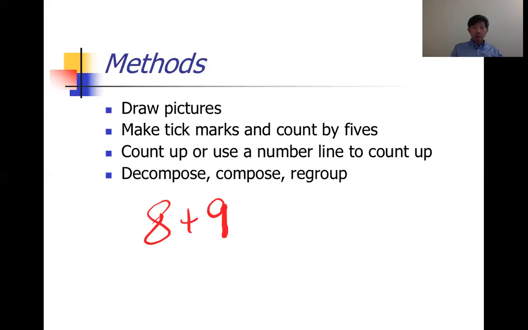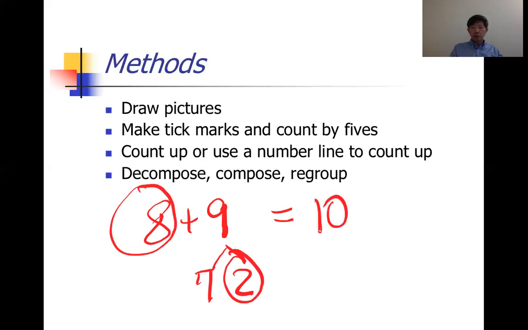Now, can we decompose 9 as 7 and 2 as well? Yes, because we can take 8 and 2 and make it a 10, all right? And then we decompose 9, then we compose again. So therefore, 10 plus 7, we still get the answer 17, all right?